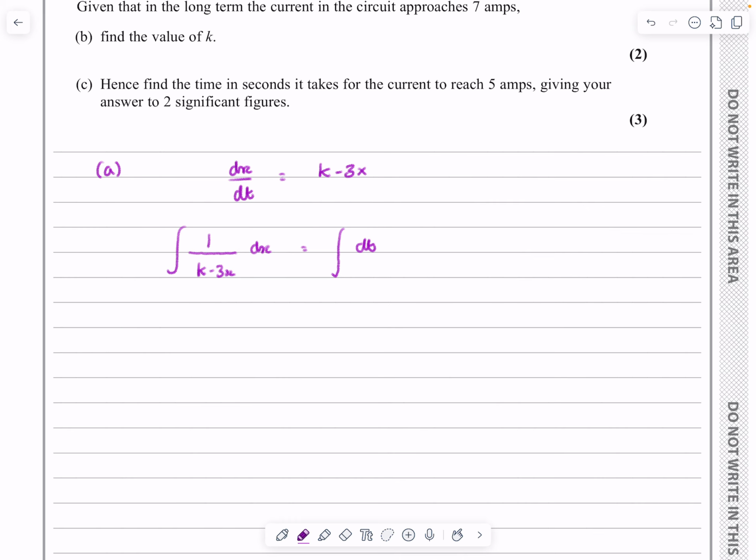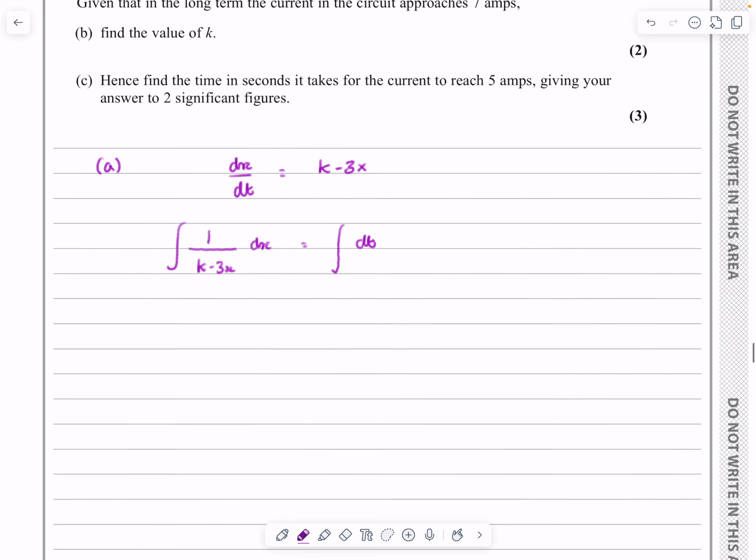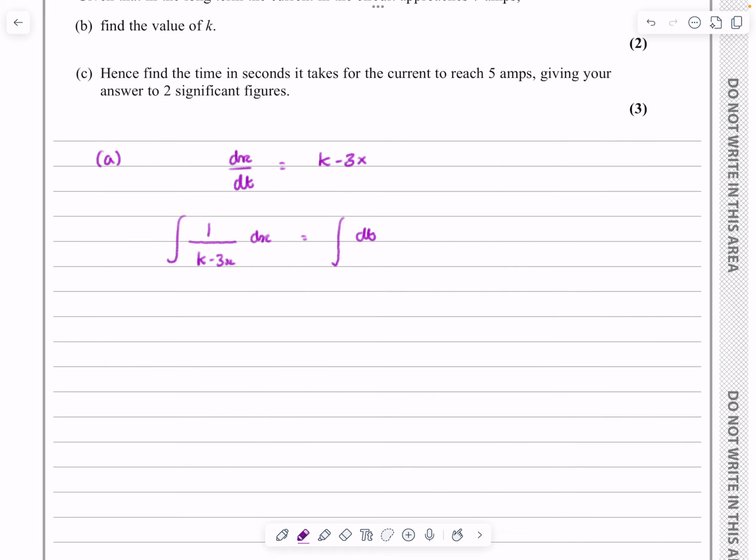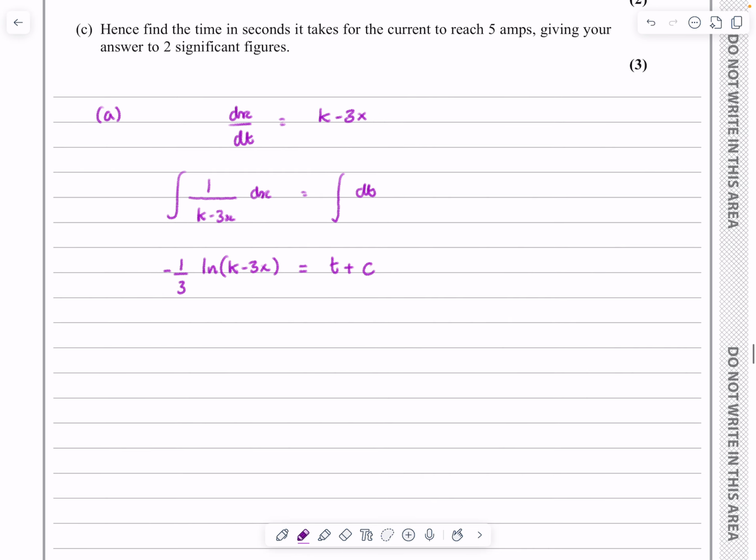Integrate, and then looking at this left-hand side, you shouldn't really have too many problems with this. I've got basically 1 over f of x, so I'm going to have log of k minus 3x, but then because of that minus 3 there, it's minus a third log of k minus 3x. That really should not be causing you any problems at all at this stage of your revision.